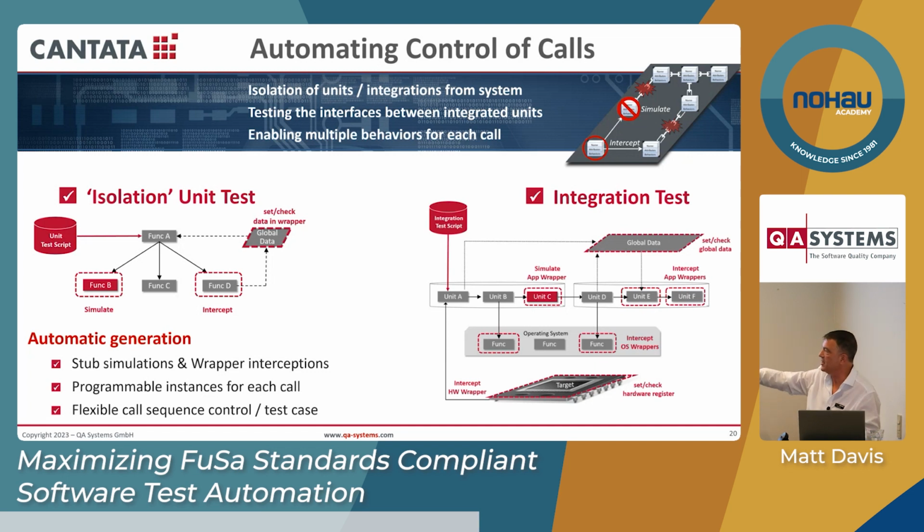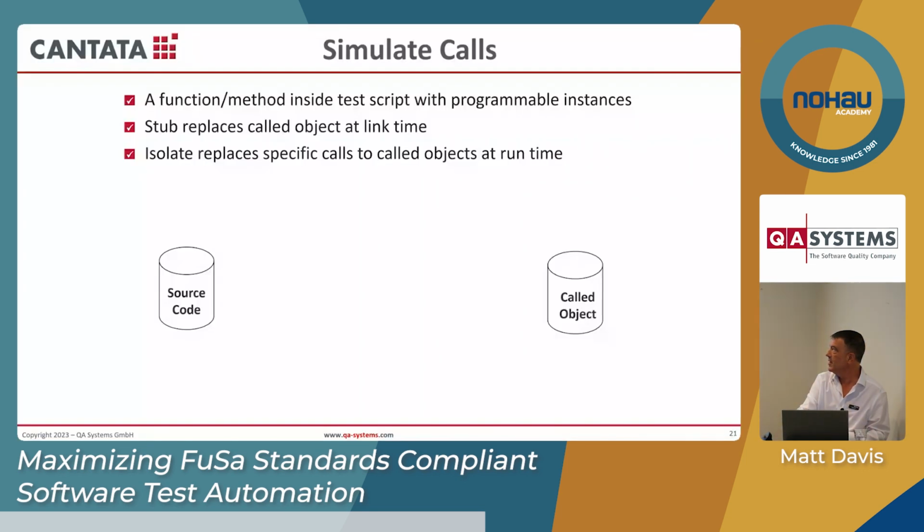So when it creates tests, it will create stub simulations or wrapper interceptions automatically for you with default programmable instances. So each programmable instance can do a different thing on each time a call is made. And you can have flexible call checks to check the sequence and order of these for each test case.